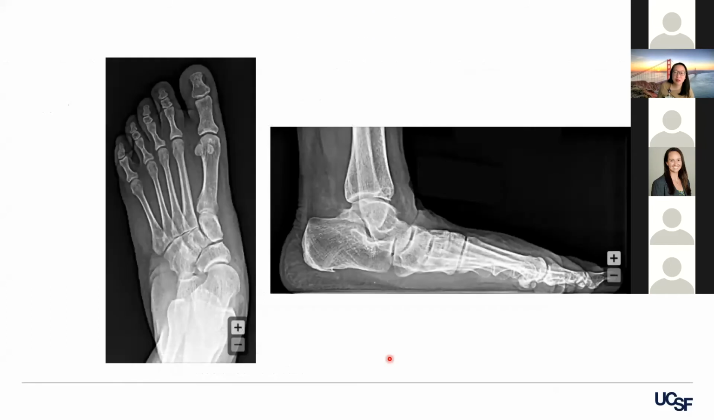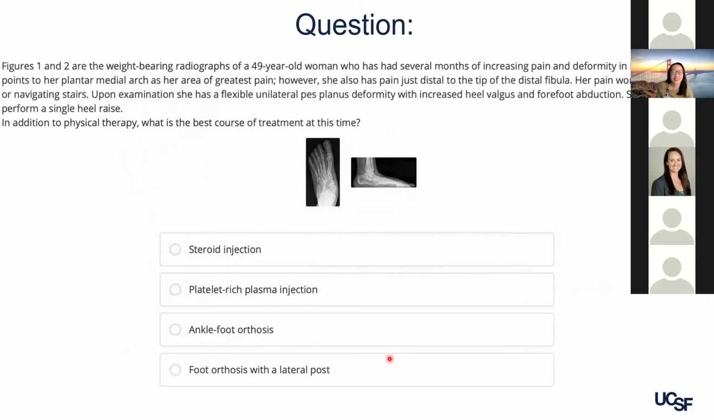Let me show you the picture. Erica's definitely PRP, so that's right. Okay, so she has pes planus, forefoot abduction. So a steroid injection is not going to help. Platelet-rich plasma is never going to help. An ankle foot orthosis, I don't think is necessary. You could do it, although the lateral post is going to worsen her foot. So I do think it's probably an ankle foot orthosis.